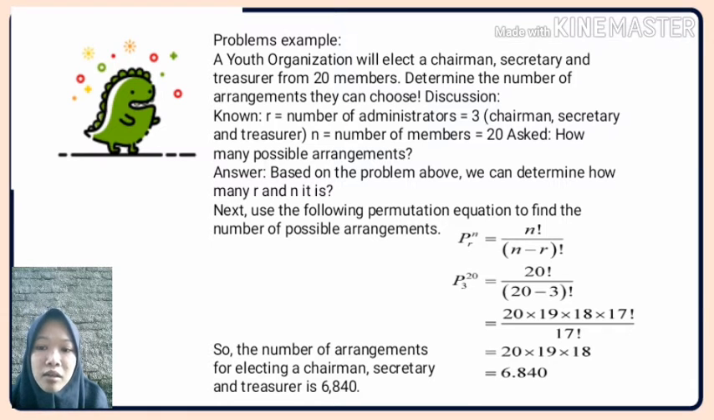6,840. So the number of arrangements for electing a chairman, secretary, and treasurer is 6,840.